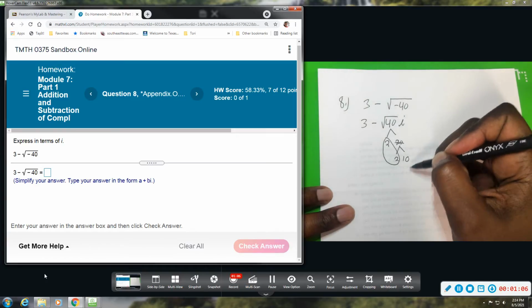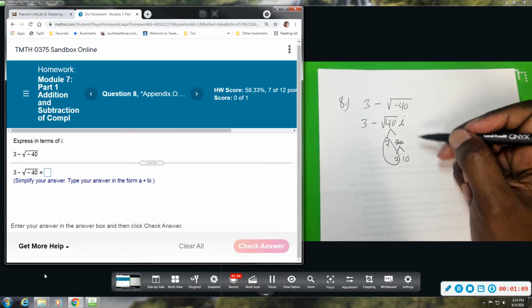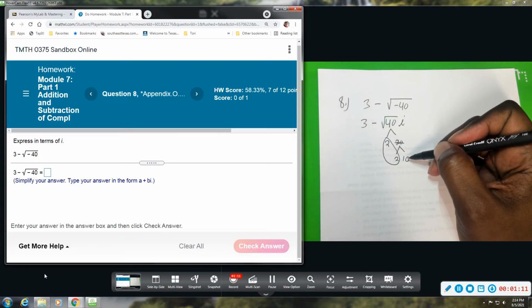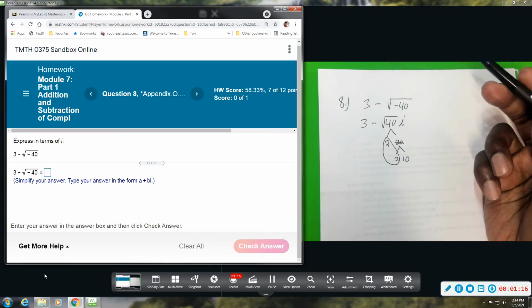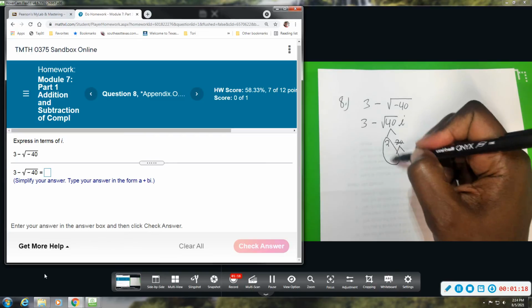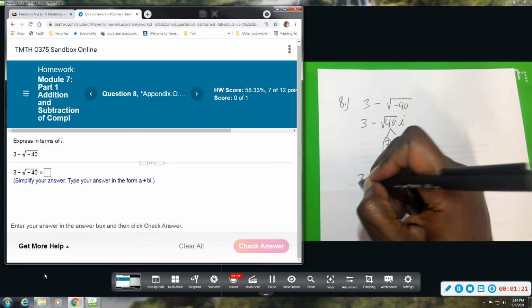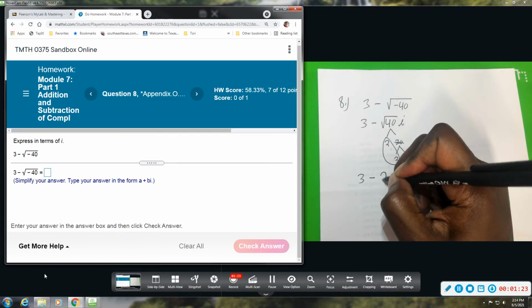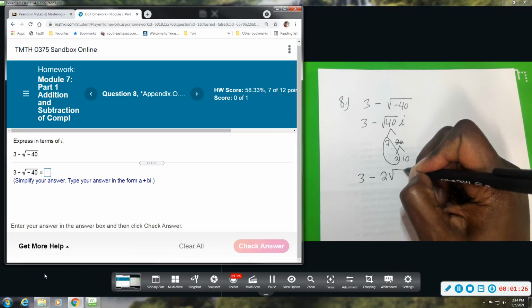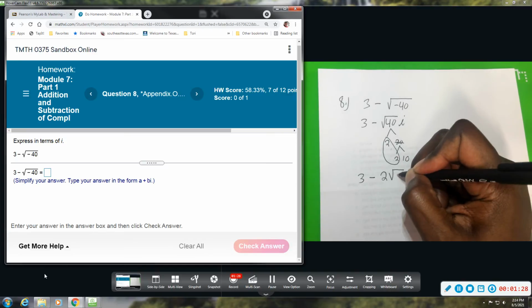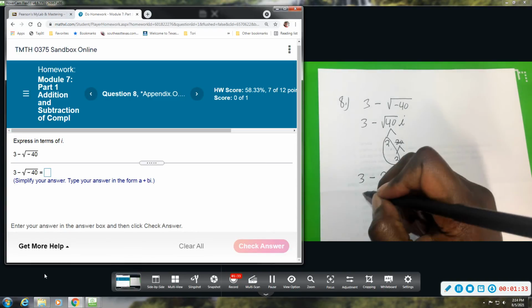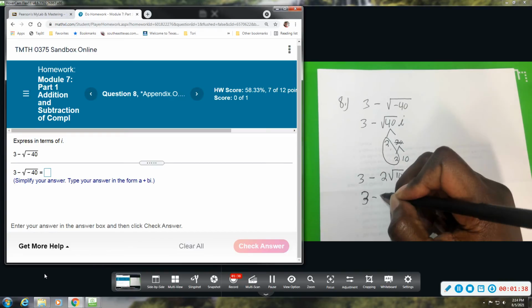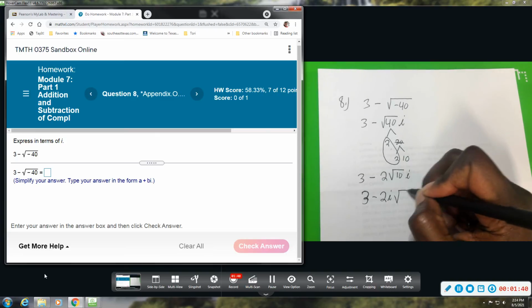So once you do it a few times, you'll recognize some numbers, which this would be a composite number, that you can break down into 2 primes and it won't reduce any further than that. So we can pull out a 2. So I'm going to say 3 minus 2 square root, and then the 10 is going to stay underneath, 10i. Or you can write it as 3 minus 2i square root of 10.